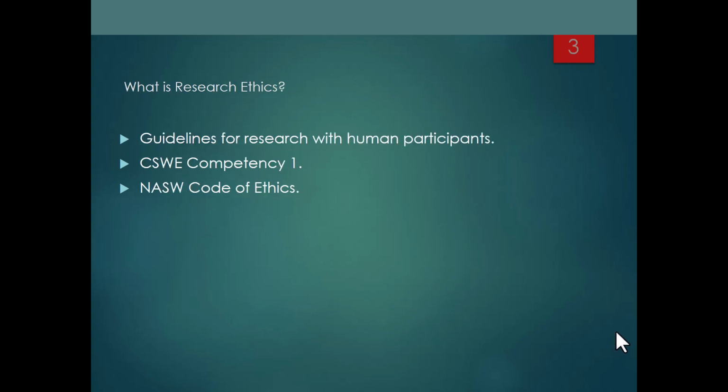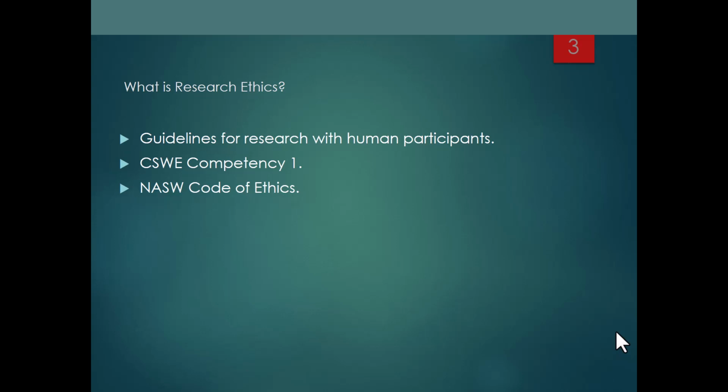So research ethics is a set of guidelines developed by one's profession that state the standards for conducting research with human participants. CSWE Competency 1, which is demonstrate ethical and professional behavior, states that social workers make ethical decisions by applying the standards of the NASW Code of Ethics, relevant laws and regulations, models for ethical decision making, ethical conduct of research, and additional codes of ethics as appropriate to context. So in other words, social workers must engage in ethical conduct of research in all stages of the research process.